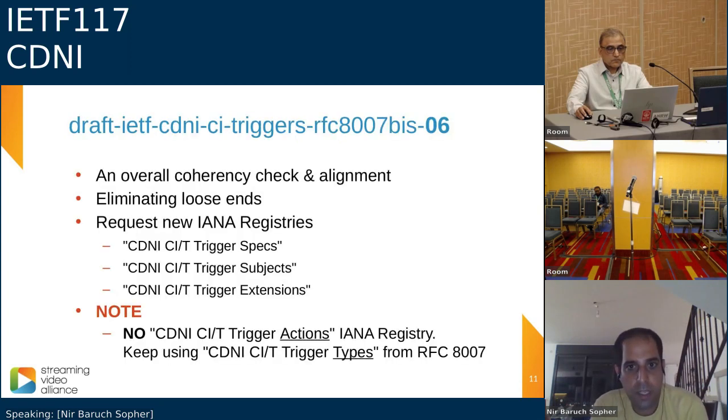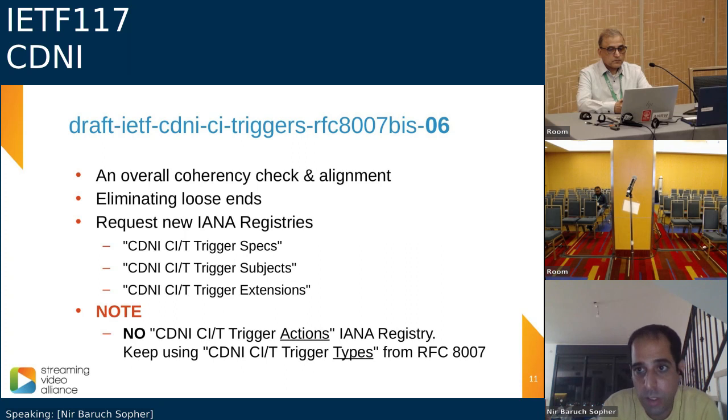Next, what we did in versions 5 and 6: we mainly started with an overall coherency check and alignment of the entire document. We started with the original RFC 807 and made a lot of changes over it and augmented the draft that Ori and Sanjay worked on initially. We verified it's all current. We eliminated the TBDs and loose ends that we had.